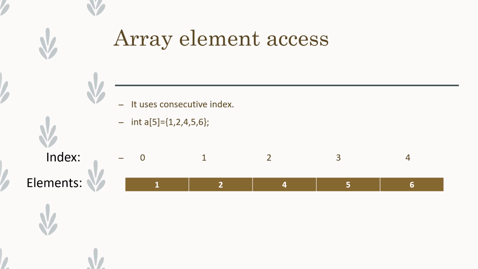So basically, whenever we have an array, it is stored from 0 to the size minus 1 of the array. So if I have a of 5, the elements will be stored from 0 to 4.